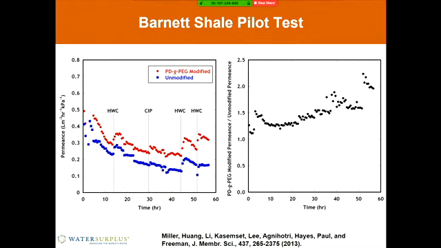And so that means you need half the membranes to treat the same amount of water, or you get twice as much water out of a given size membrane. And so these continue to be used in this application today.